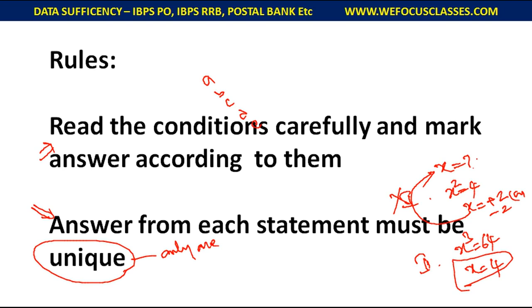Here the problem won't be asked about the x value directly, but you need to find the value of x and it must be unique. If it is unique by using the first statement alone, then the answer is something. If by the second statement alone, something else is the answer. So one thing we need to remember is that whatever answer we are getting must be unique from each statement. Now we solve the problems.